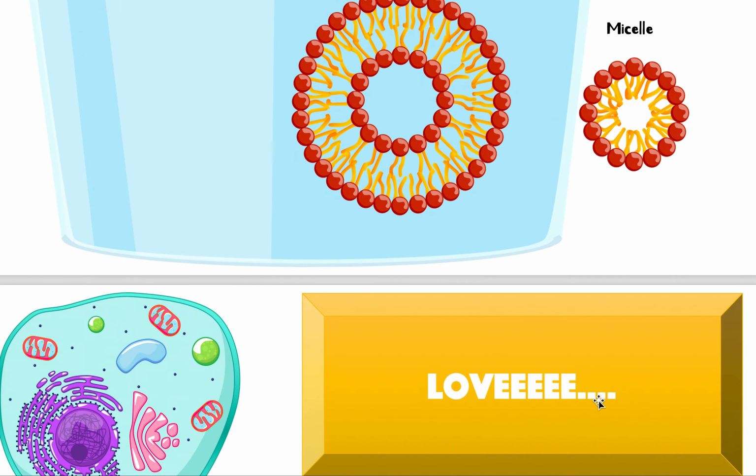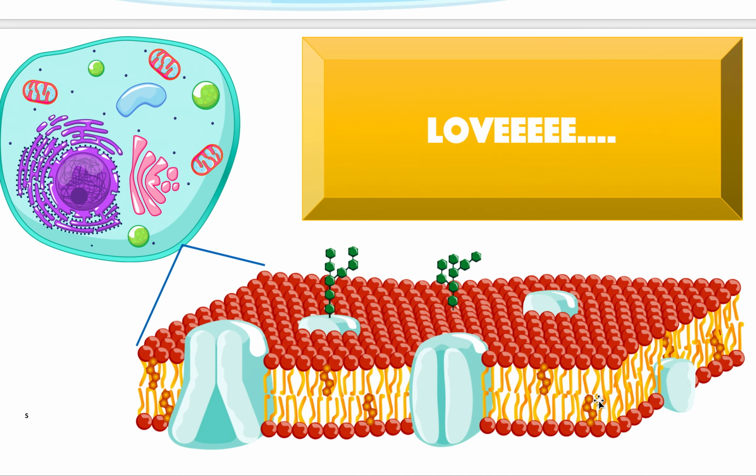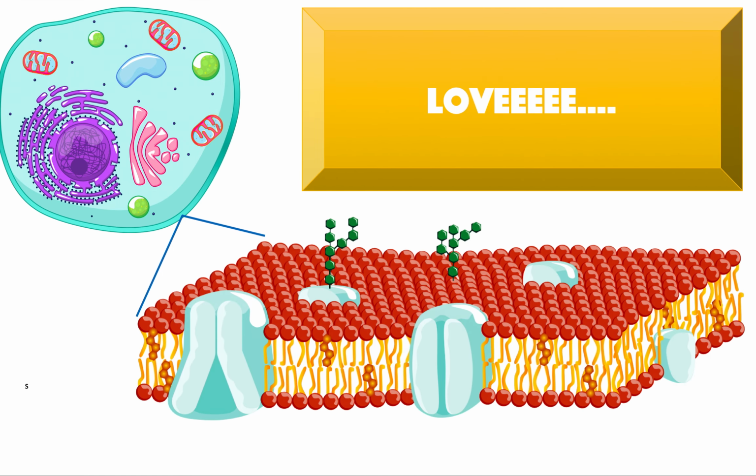So now let's add some more details. Look at that love box. Now we're adding a bit more detail. We're looking at it from a three-dimensional perspective because it's more accurate, and we're adding some things. Notice we don't only have this phospholipid bilayer anymore. There are some other things going on. So what's going on here?